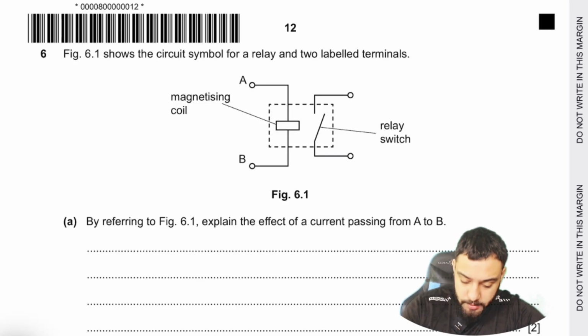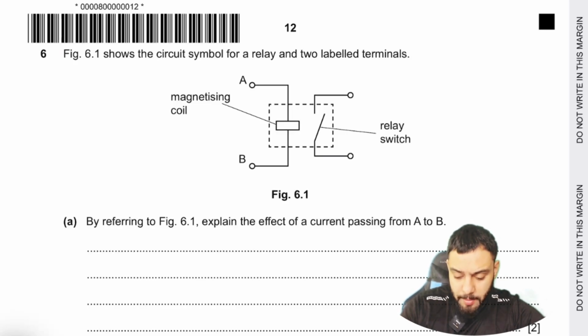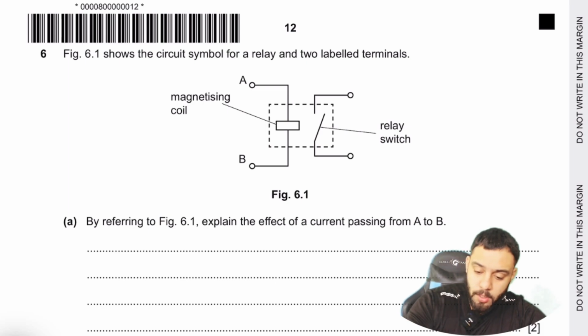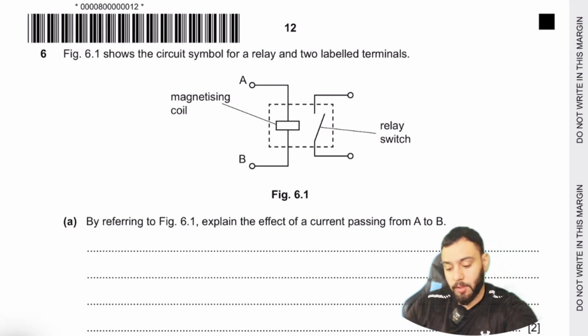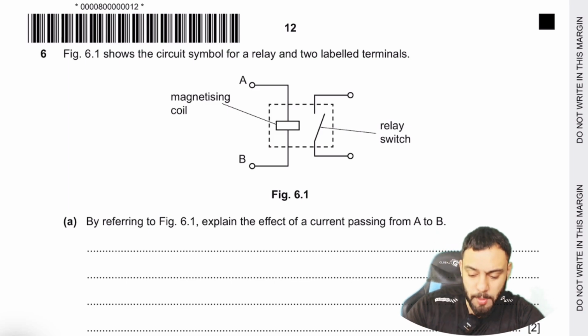Alright guys, question number 6. Figure 6.1 shows a circuit symbol for a relay and two labeled terminals. By referring to figure 6.1, explain the effect of the current passing from A to B.